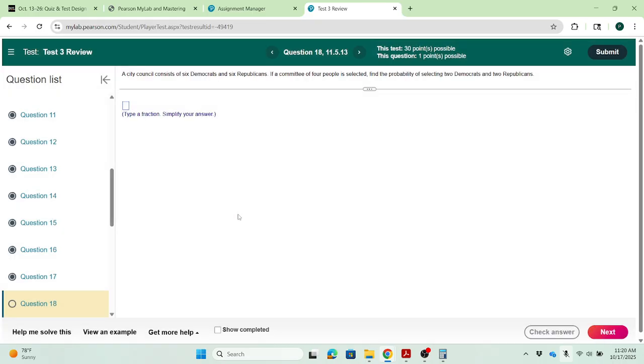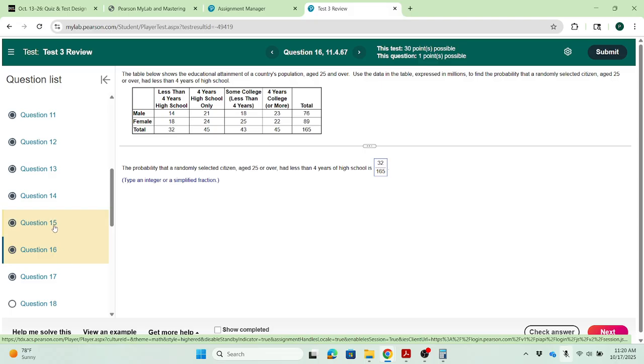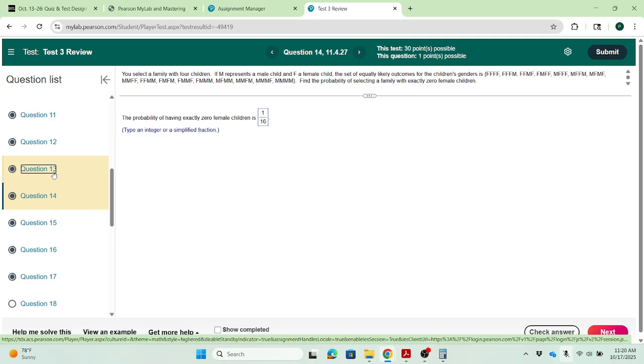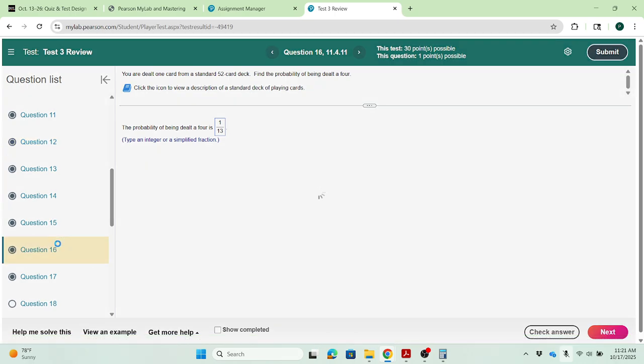A city council consists of 6 Democrats and 6 Republicans. If a committee of 4 people is selected, find the probability of selecting 2 Democrats and 2 Republicans. This question is similar to one we did somewhere earlier, with Republicans and then Democrats. I don't know, I did it somewhere here, number 16.